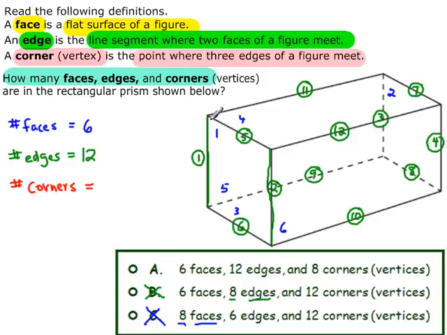So I think you'll agree there are 3 edges meeting here, so that's one corner, a second corner here, third corner here, fourth corner here, and then we'll go to the back. There is a fifth corner here, a sixth corner here, a seventh corner here, and an eighth corner here. So I've got 8 corners. Perfect. So 6 faces, 12 edges, and 8 corners. So A is the correct answer here.